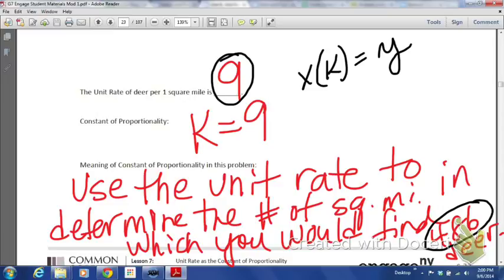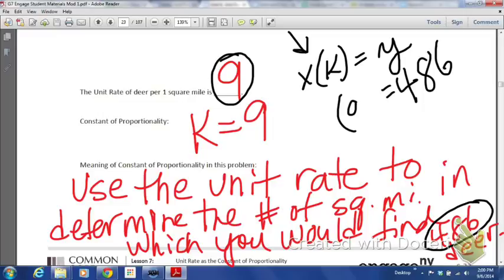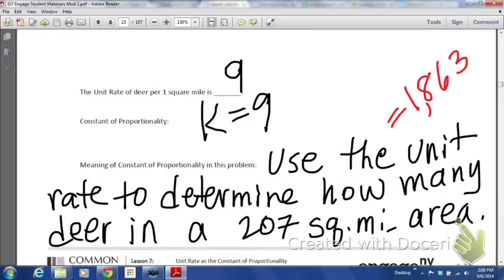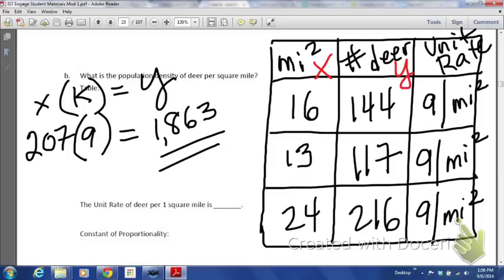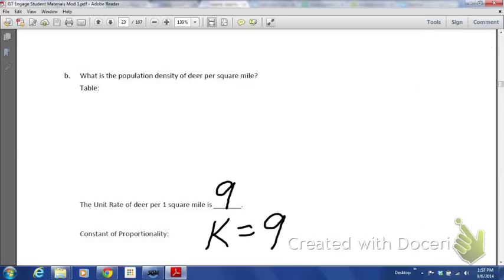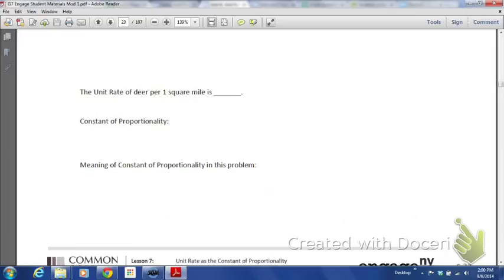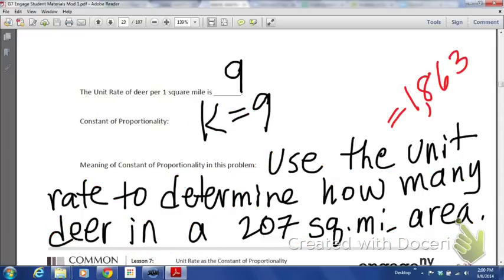If we apply our formula again, x times k equals y, and plug in the numbers that we have, our y is actually our number of deer. So we have the y already. Kind of working backwards here, we have our constant of proportionality, or our unit rate. What we don't have is our x, our square miles. Let's take a look at that original chart. You saw our square miles right here is our x.